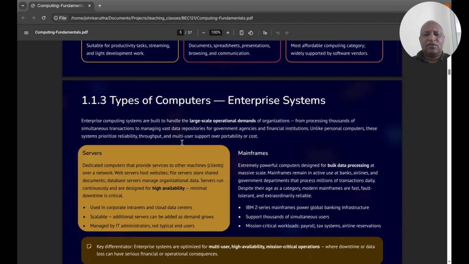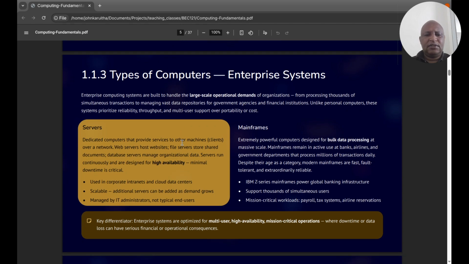We have the second category of computers, which is what we call the enterprise systems. These are used for handling large-scale operational demands of organizations. Think of a bank like Equity, or think of a Safaricom. They cannot use a laptop even to handle Fuliza alone, because imagine how many people are using Fuliza every single minute in this country. So it becomes very difficult to do that. So they have to use more powerful computers, what we are calling enterprise systems, that can be divided into two. We have servers and mainframes.